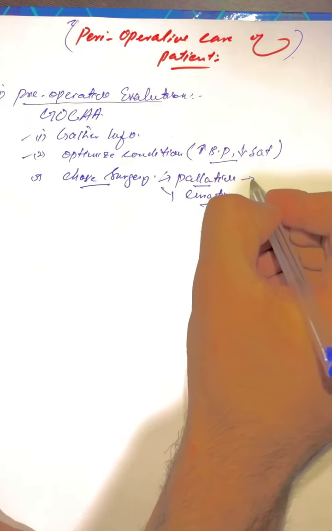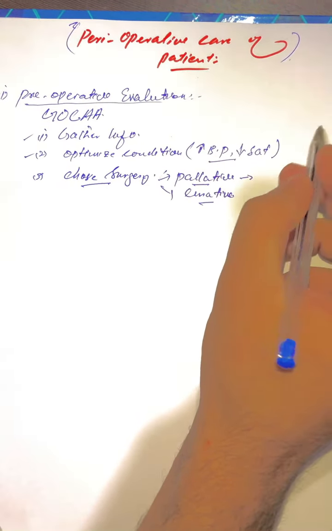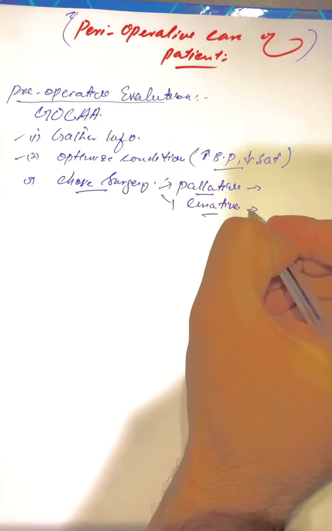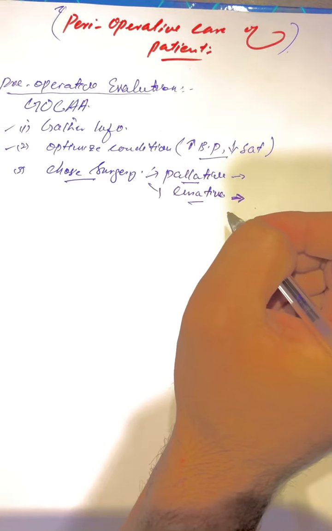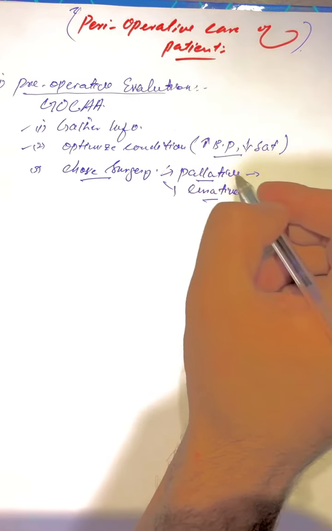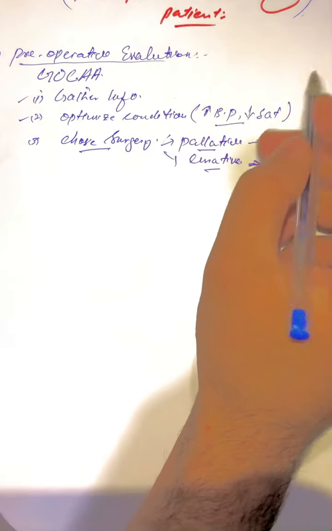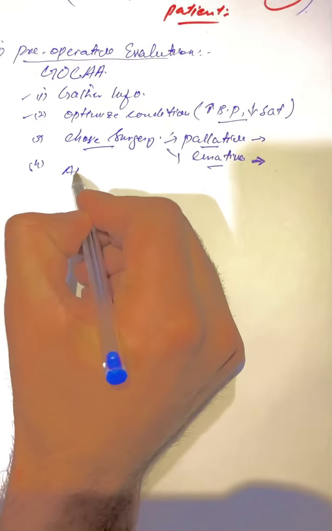In palliative surgery, we are just trying to normalize the symptoms of the patient only. And in curative surgery, we are curing the complete disease of the patient. So we will have to choose the type of surgery, whether the patient has to go through the palliative surgery or the curative surgery. And the fourth point is anticipation.